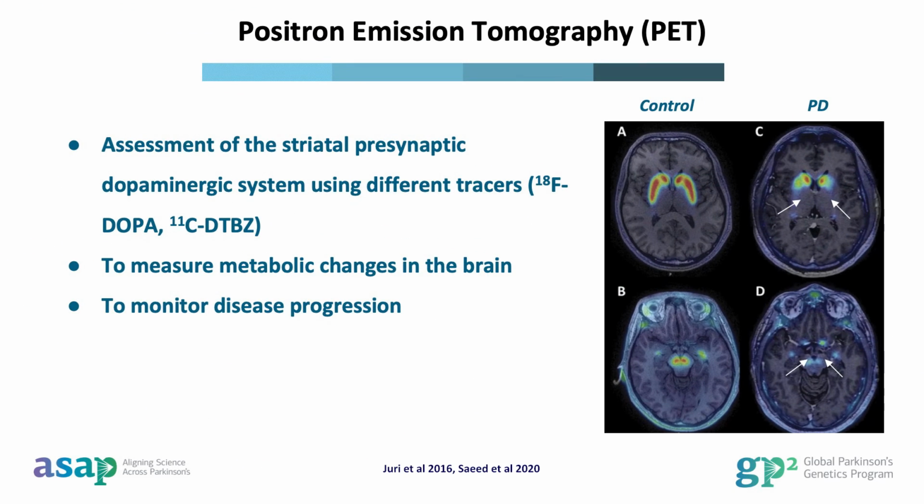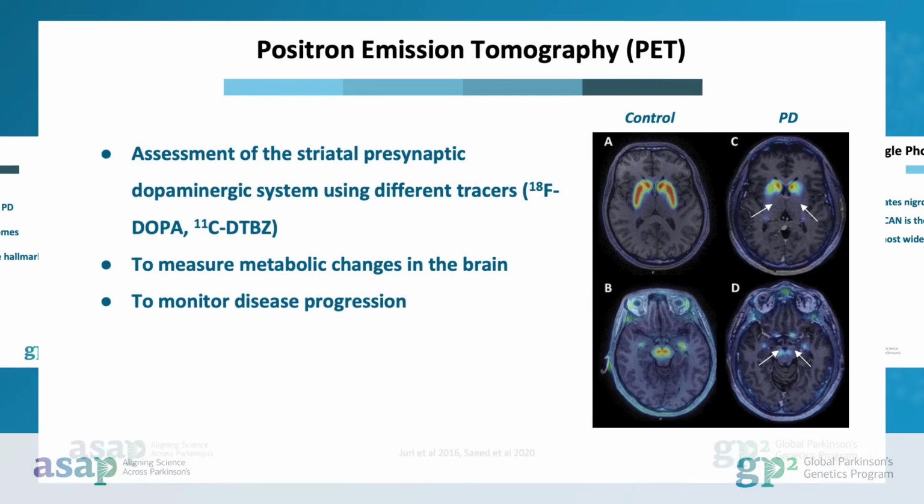PET imaging can be used to quantify the loss of dopaminergic neurons. The presynaptic dopaminergic system can be assessed using different radiotracers, such as 18F-DOPA and 11C-DTBZ, among others. The typical finding in PD patients is a depletion of dopaminergic activity, as shown in this picture. PET imaging can also help measure metabolic changes in the brain, providing insights into disease progression and potential therapeutic effects.